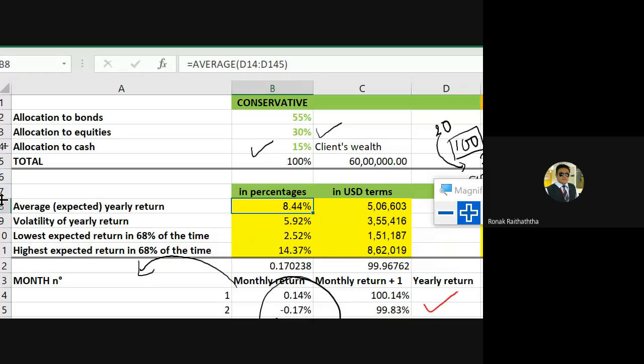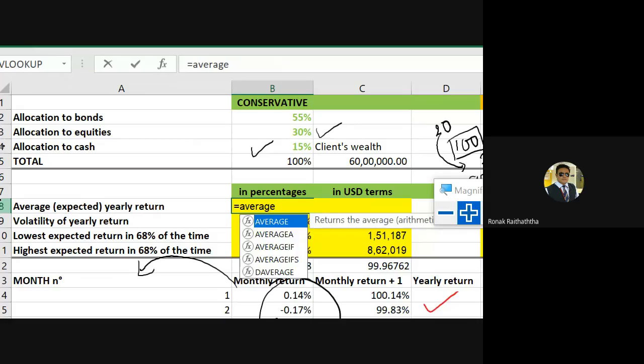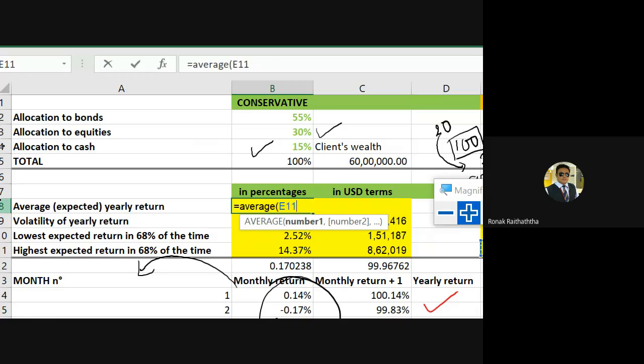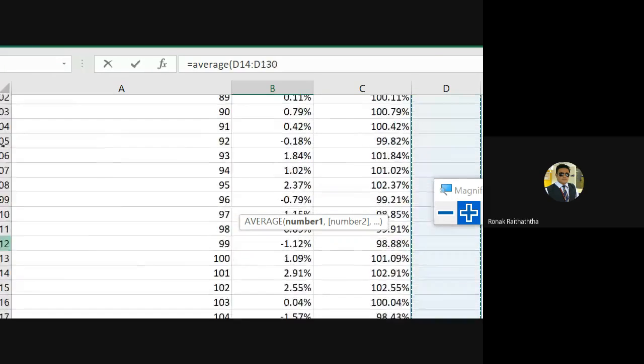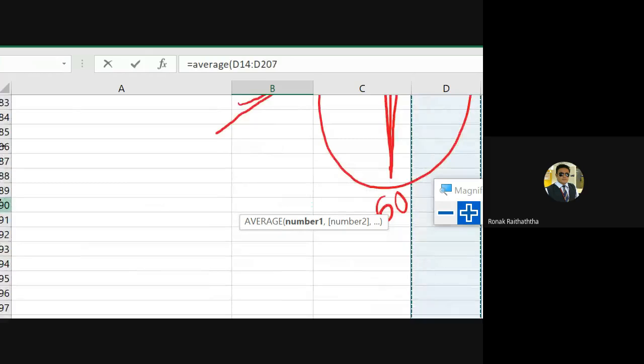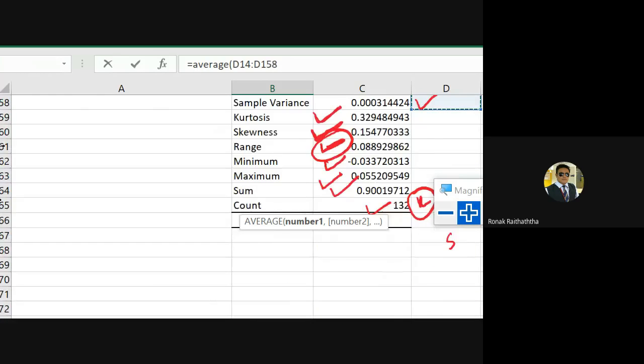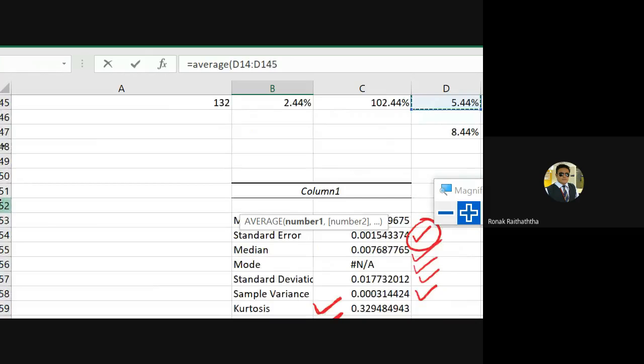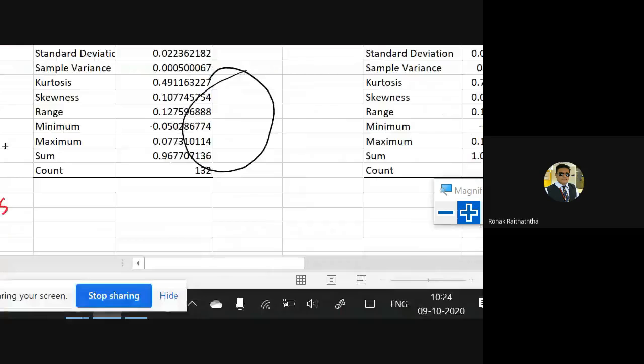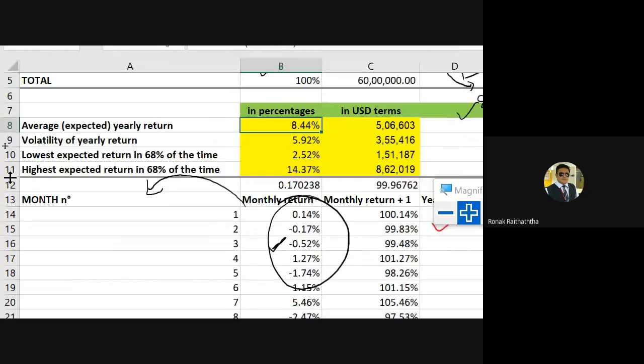So for that, I have taken the average of all the previous years. So equal to AVERAGE, opening the bracket, and the average of all the years we have taken, right? Everyone, please find the average of all the returns there. Closing the bracket, pressing enter. So 8.44 percentage is the average coming.